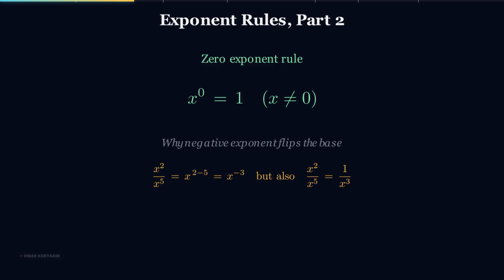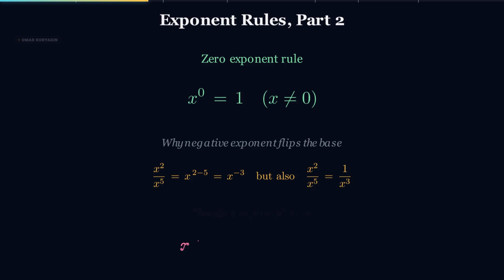Now look at what happens when the bottom exponent is bigger than the top exponent. Take x squared divided by x to the 5th. The quotient rule gives x to the power of 2 minus 5, which is x to the negative 3. But we can also see geometrically that 2 x on top cancel 2 of the 5 x on the bottom, leaving 3 x on the bottom, which is 1 over x cubed. So x to the negative 3 equals 1 over x cubed.